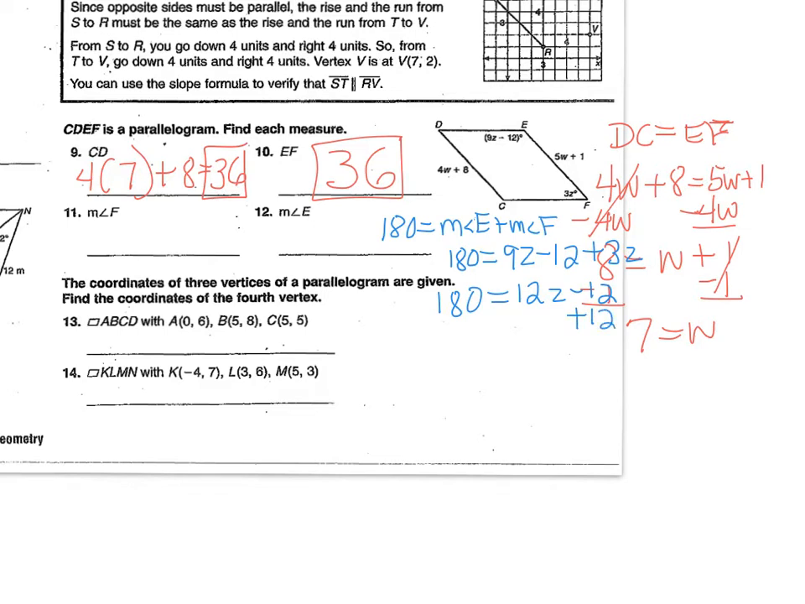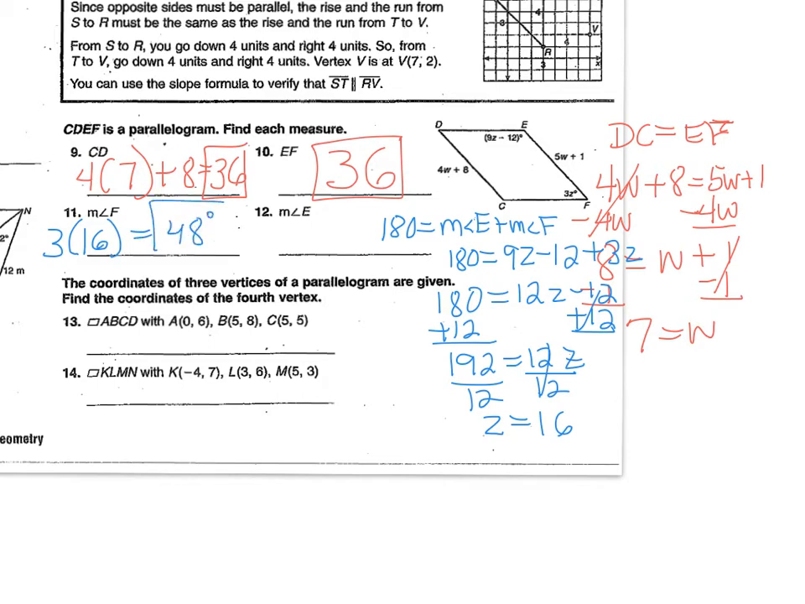Then we just add 12 to both sides, and we're going to have 192 equals 12z, and then divide by 12. That would give you 16, so z is equal to 16. They want the measurement of angle F. So if I put the value into 3z, since z is 16, the measurement of the angle, 3 times 16, is 48 degrees. For the measurement of angle E, I can just get the supplement of that because they're supplementary. So 180 minus 48 is 132 degrees.